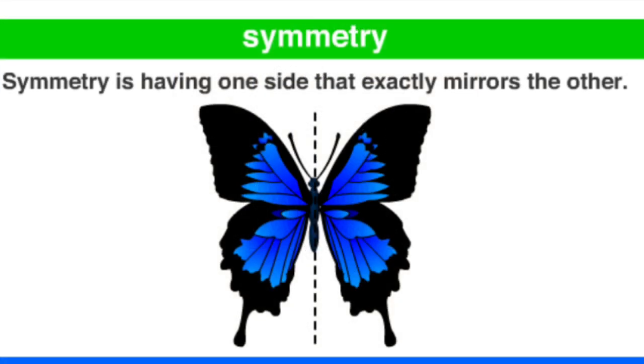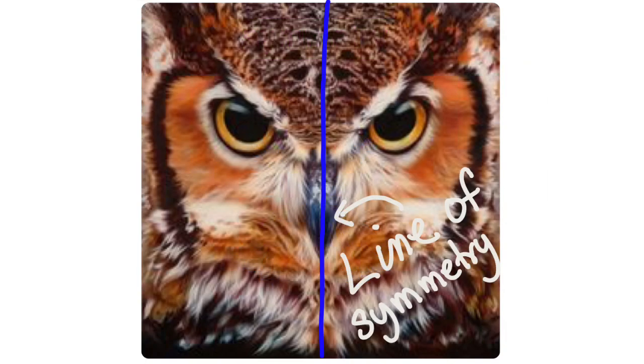The first thing that all Notan squares share is symmetry. Symmetry is having one side that exactly mirrors the other, just as you can see here with butterfly wings. If we were to cut the butterfly in half vertically, you would have the left side mirroring the right side. The dotted line is called our line of symmetry, and that's what establishes your left side versus your right side.